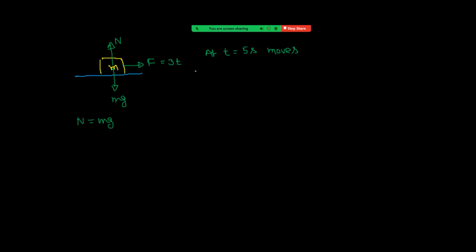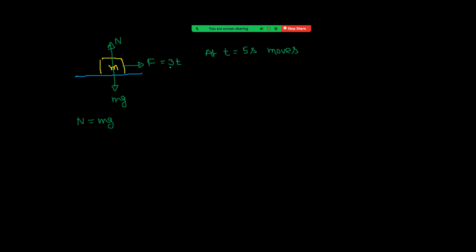Now see carefully. Up to 5 seconds, the block is not moving. That means when t equal to 0, F equal to 0. Block not moving, so net force equal to 0. So N is balanced by mg. There is no other force acting, right? Let us take t equal to 1 second. Still the block is at rest, because the condition is that at t equal to 5 seconds the block moves. So when t equal to 1 second, F equal to 3 Newton, but the block is not moving.